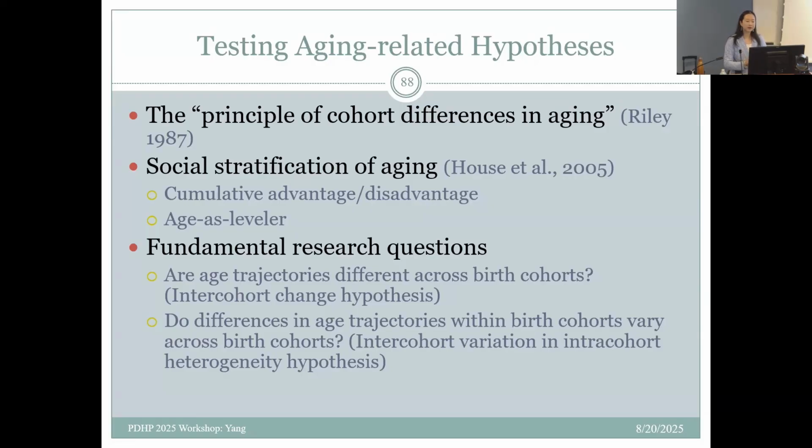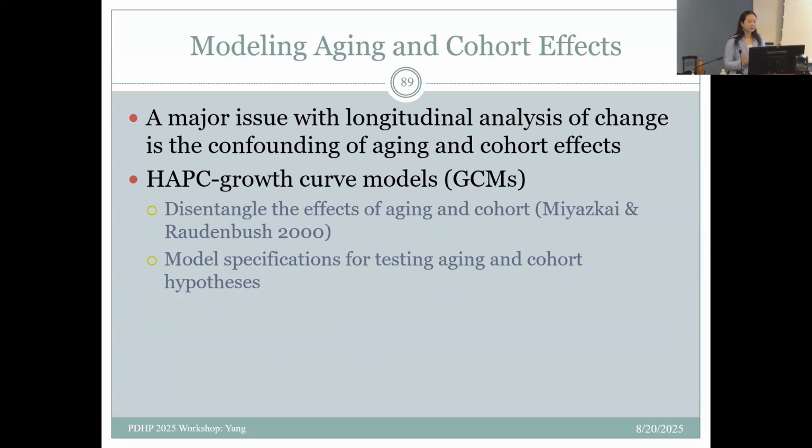And second, do differences in age trajectories within a birth cohort, aka social disparities, vary across birth cohorts? I term this the intercohort variation in intracohort heterogeneity hypothesis. So if you put this test of social stratification of aging in a cohort context, you have to answer the second question, or essentially you're addressing the second question.